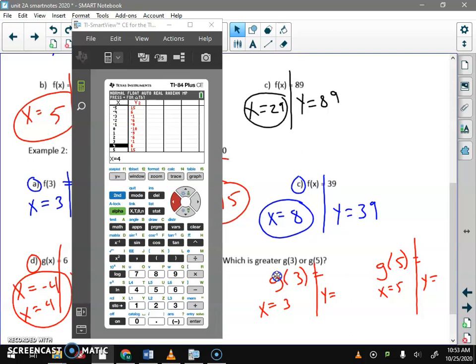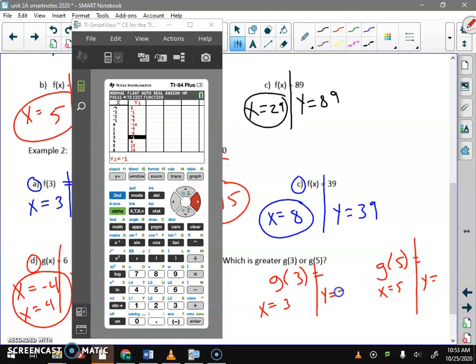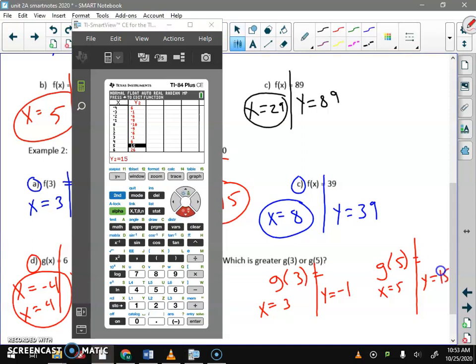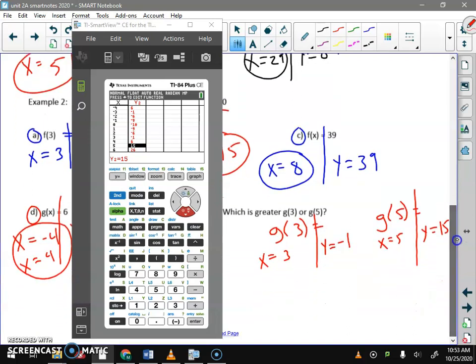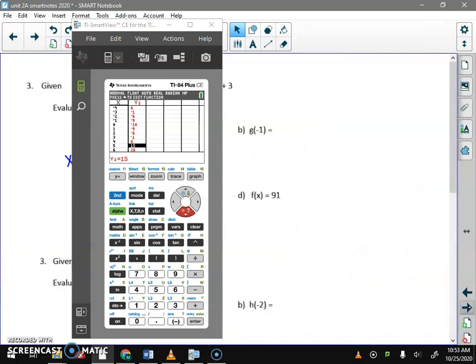So I have my g function in. I can go down to 3. Whoops, I was right on it. G of 3 is -1. Down to 5, g of 5 is 15. What's a bigger number? 15 or -1? 15 by far. So g of 5 is bigger. Nicely done.